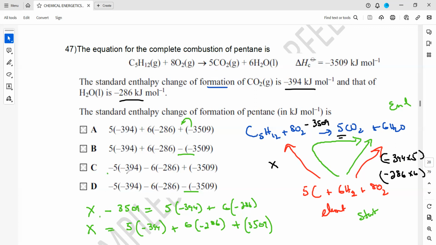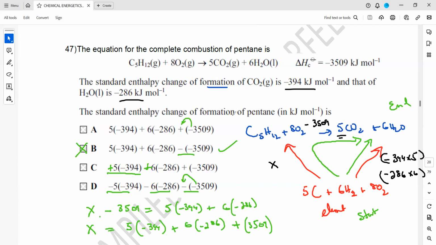Here, why is this wrong? Because it should be added, not subtracted. So this is wrong. Here also it will become a positive, minus minus. With reference to the signs, these are wrong. So when we simplify, this will give us B as the right answer. Is it clear?